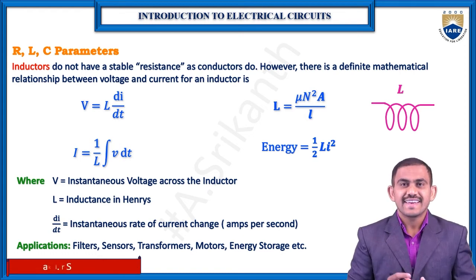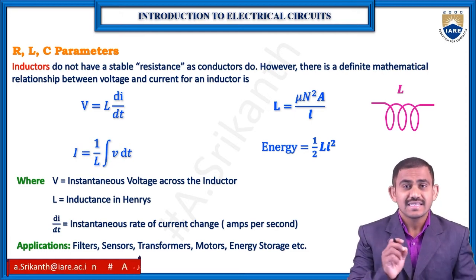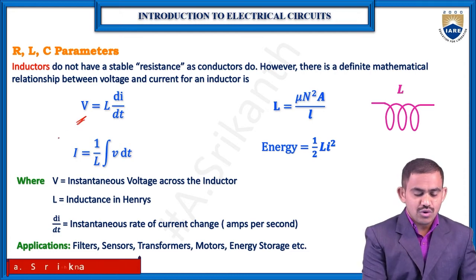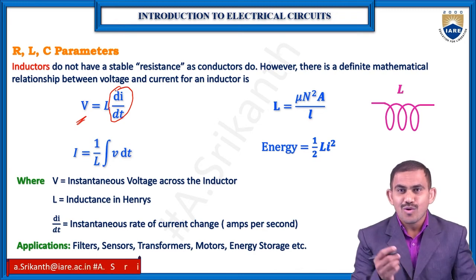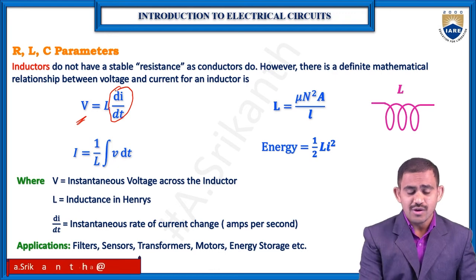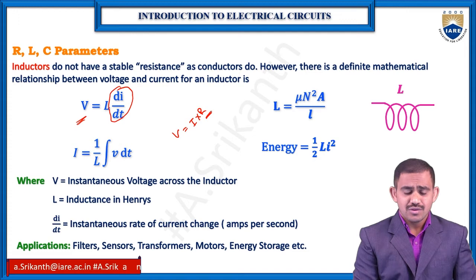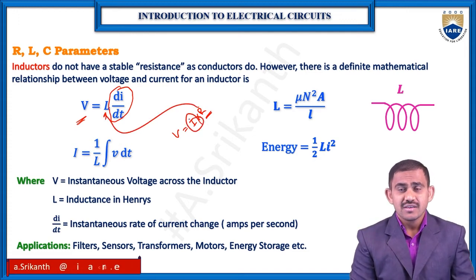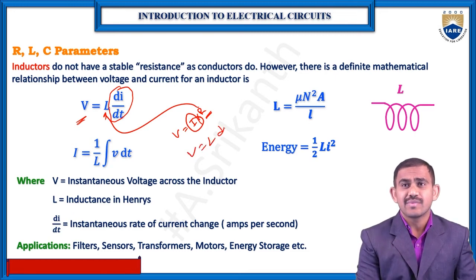We'll move to the current and voltage relationship in an inductor now. I said an inductor stores energy in the form of current, so you can observe it in the voltage equation. It is di by dt, the change in current. From Ohm's law we have V equals I into R for resistance. The same thing applies here for the inductor, but the current is the changing current. So we can write V equals L di by dt.